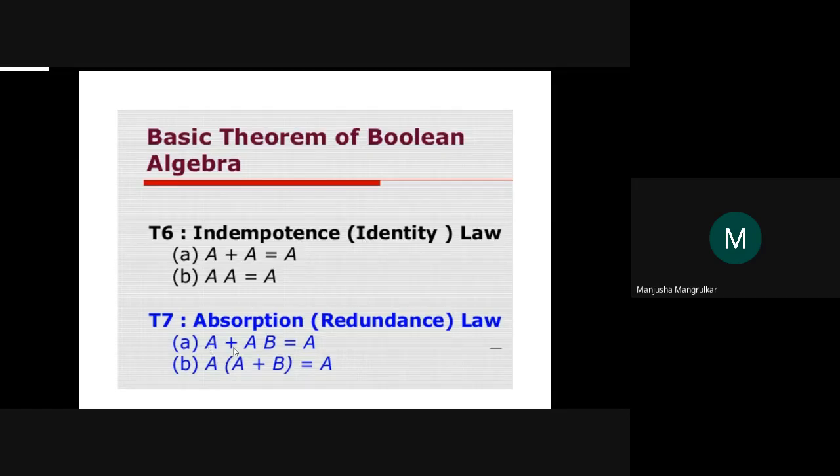Absorption law: A or A and B. Here B is the absorbed variable, right? So A or AB is equal to A. A and (A or B) again is equal to A. It is redundant, this B will be redundant. That is called the redundancy law. This you have to keep, and we have to implement it while solving the equations using Boolean theorems.